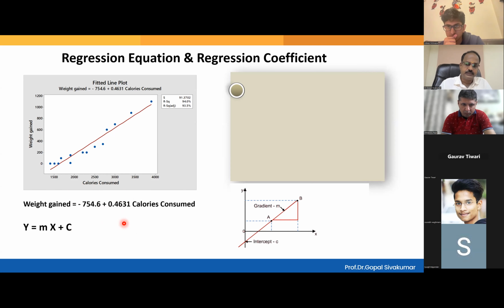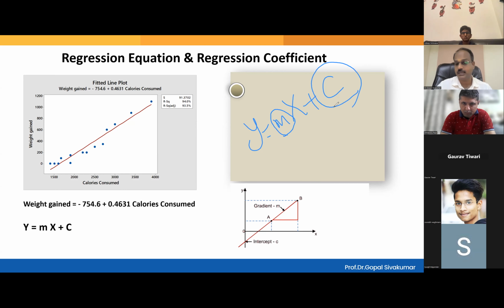This equation is developed by a software. But if you want to write it yourself, see here, y equal to mx plus c. How can you write this? You just have to know m and c. Am I right? The two constants have to be determined. So m is known as slope of the line. The c is known as the constant term.